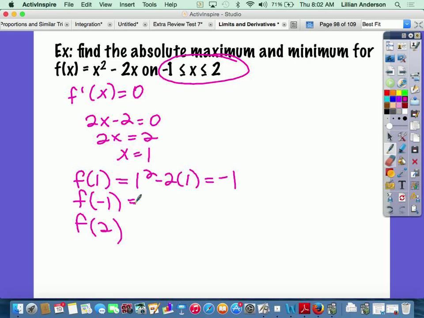When I plug in negative 1 into my original function, I'm going to get positive 1 plus 2, which is 3. And when I plug in 2, I'm going to get 4 minus 4, which is 0. So just by looking at this, I can actually see where my absolute maximums and minimums are. Okay?